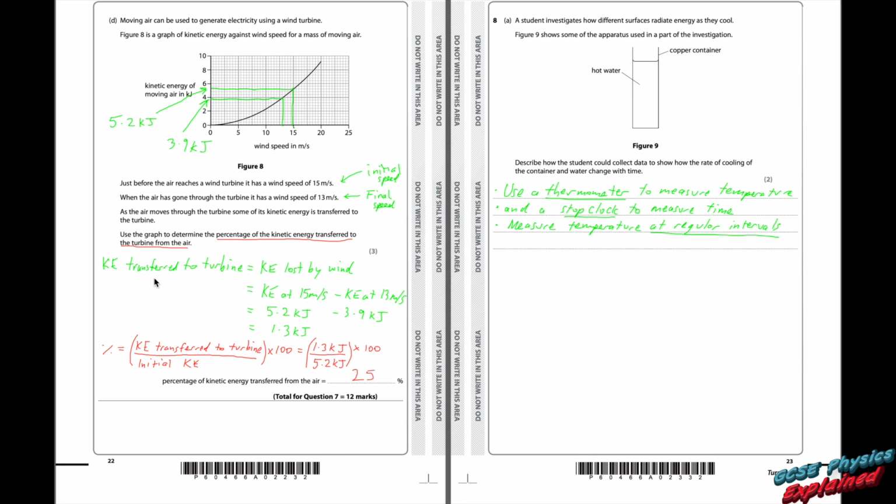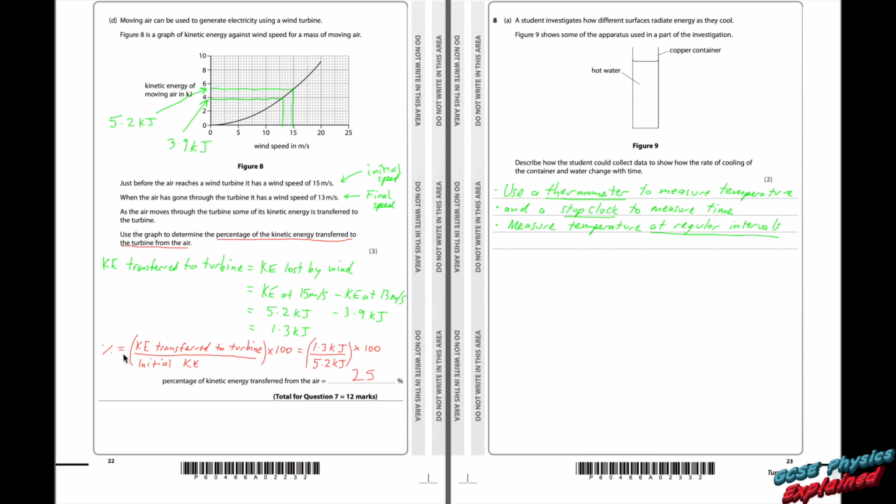So the kinetic energy that's being transferred to the turbine will equal the kinetic energy lost by the wind. So that will equal the kinetic energy that the wind had when it was travelling at 15 meters per second, take away the kinetic energy that the wind had when it travelled at 13 meters per second when it came out the other side of the turbine. So that value in kilojoules, take away that value. So they've lost 1.3 kilojoules worth of energy to the turbine.